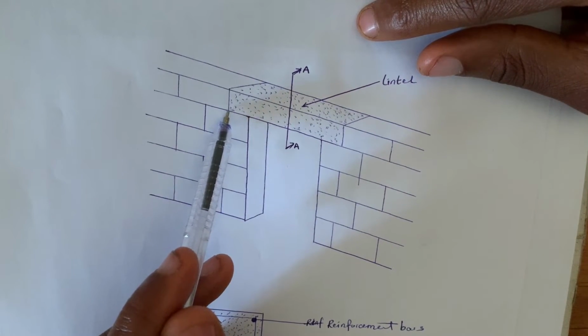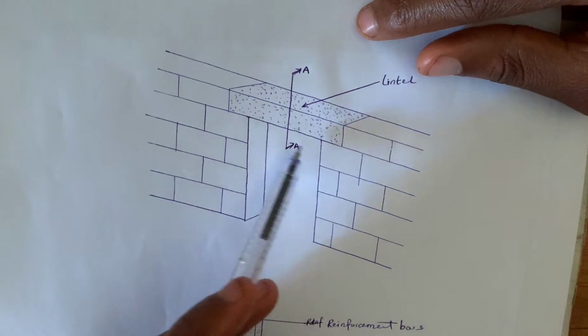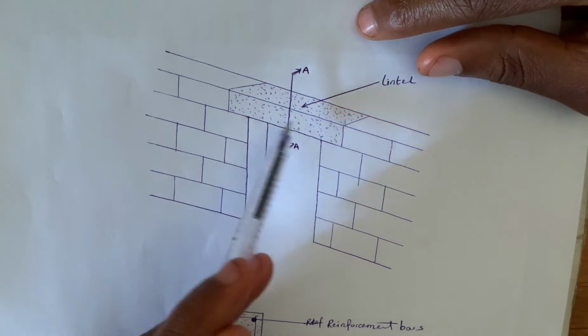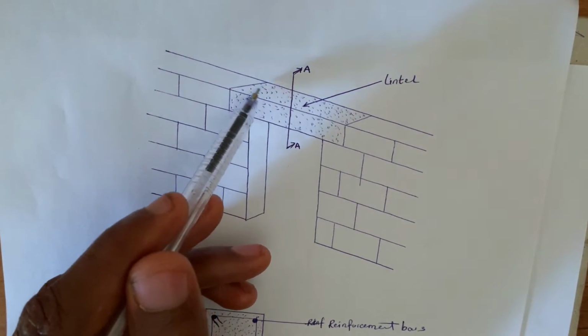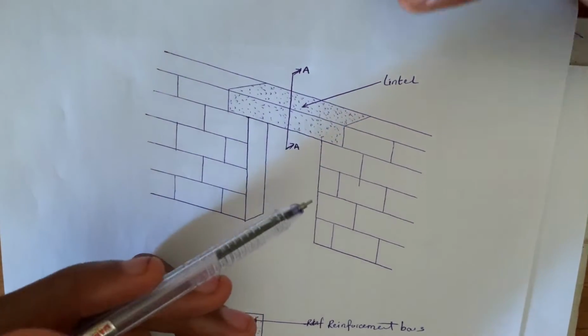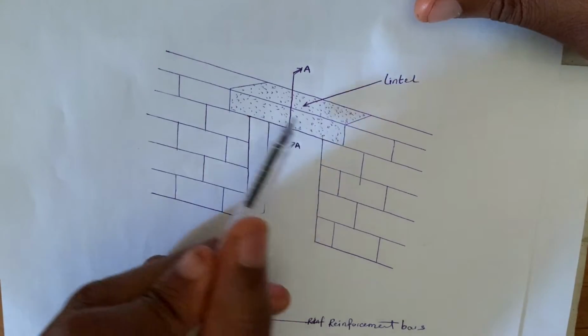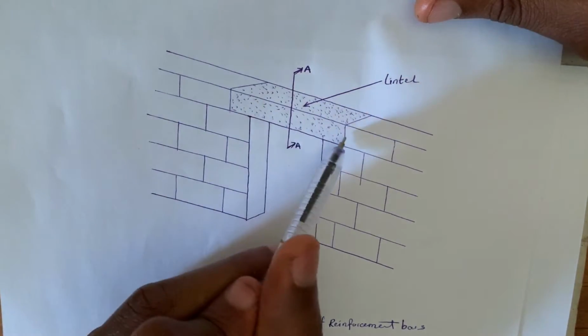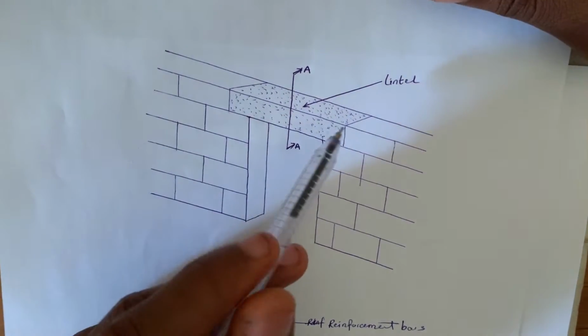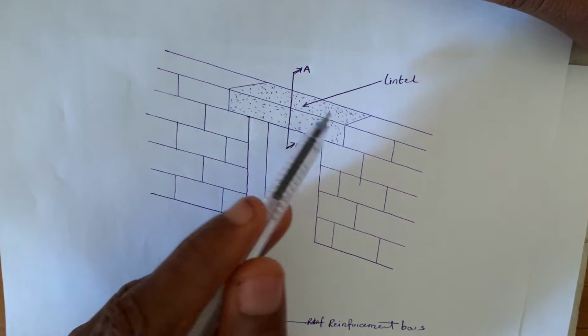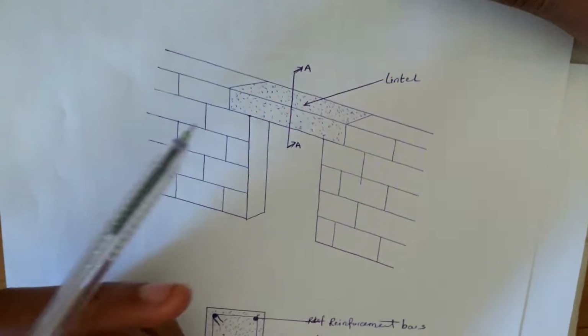Now this concrete is placed at the top of this door opening in order to give the block work that we're going to be laying on top of it a support, because without this lintel, the block work that we're going to be placing on top of here is going to fall down. So we need this lintel to give support to the block work.